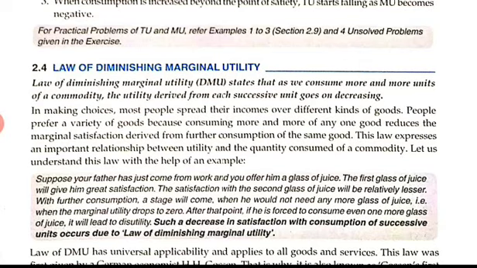In making choices, most people spread their incomes over different kinds of goods. People prefer a variety of goods because consuming more and more of any one commodity reduces the marginal satisfaction derived from further consumption of the same good. This law expresses an important relationship between the utility and the quantity consumed of a commodity.